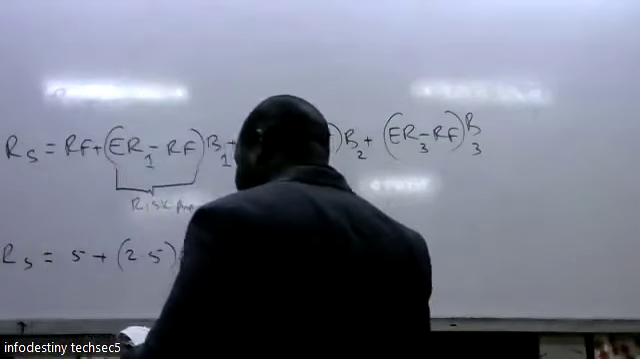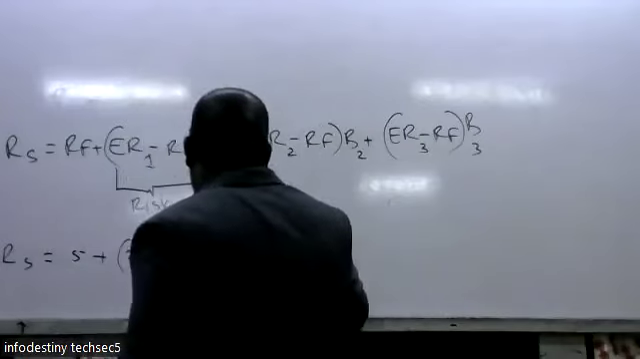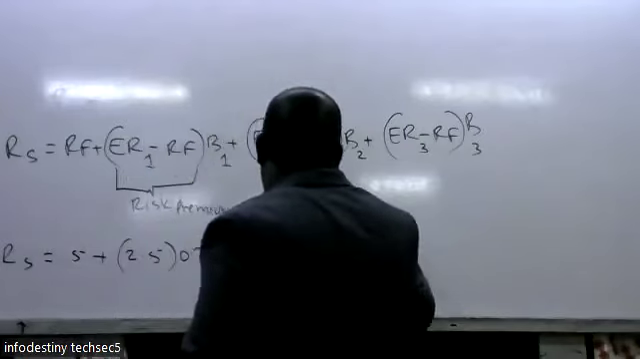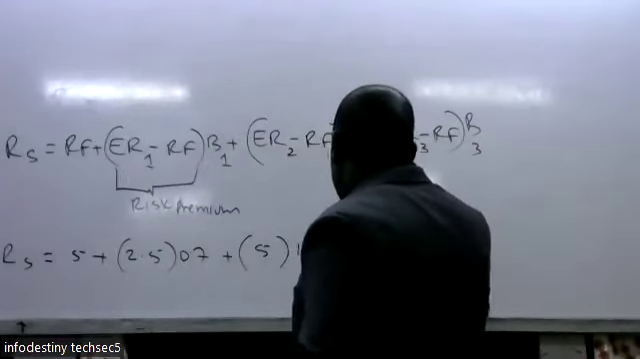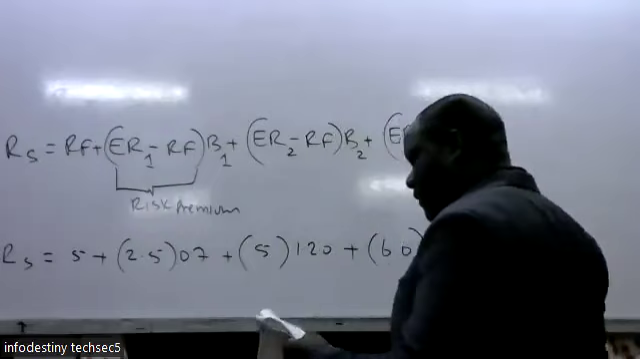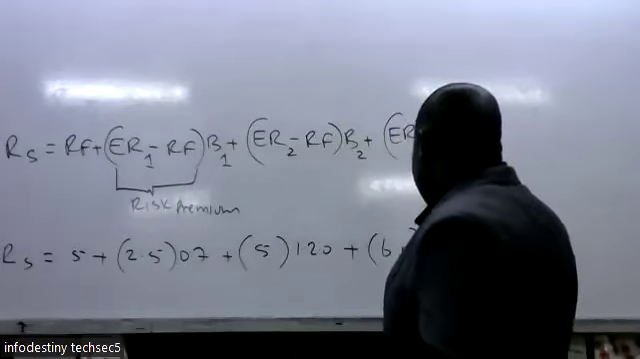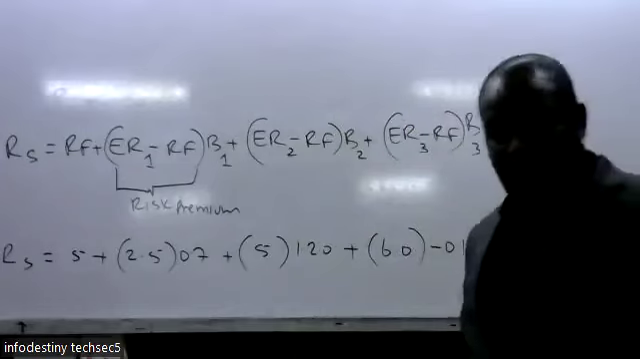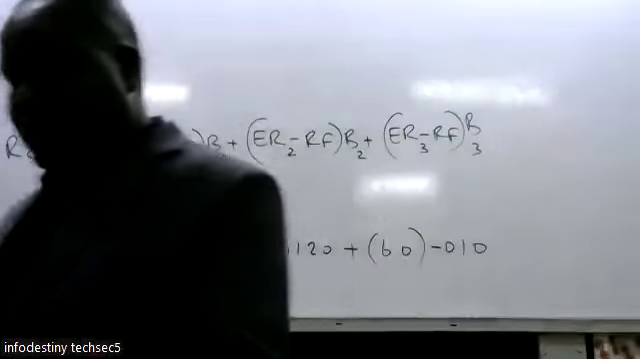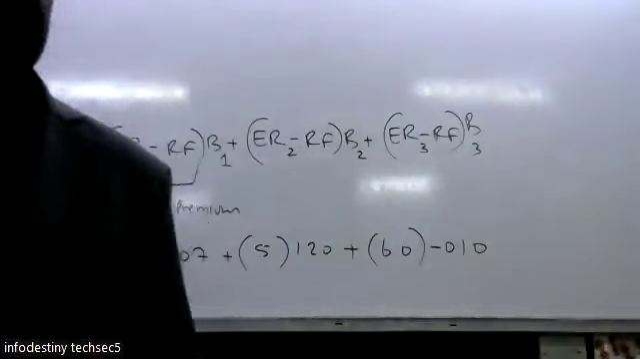Then what do we have as the beta factor? 1.20. And the last one is 6. Then the beta factor is negative what? 0.1. So that now will give you the expected return for that factor.